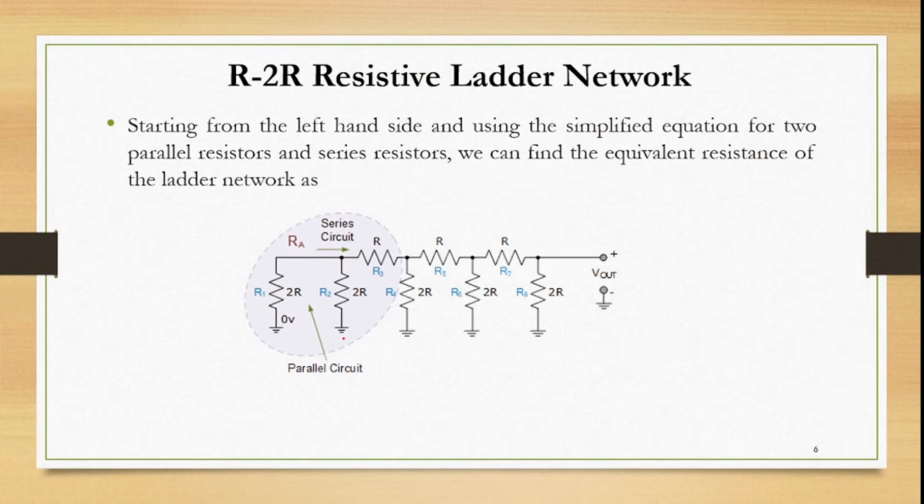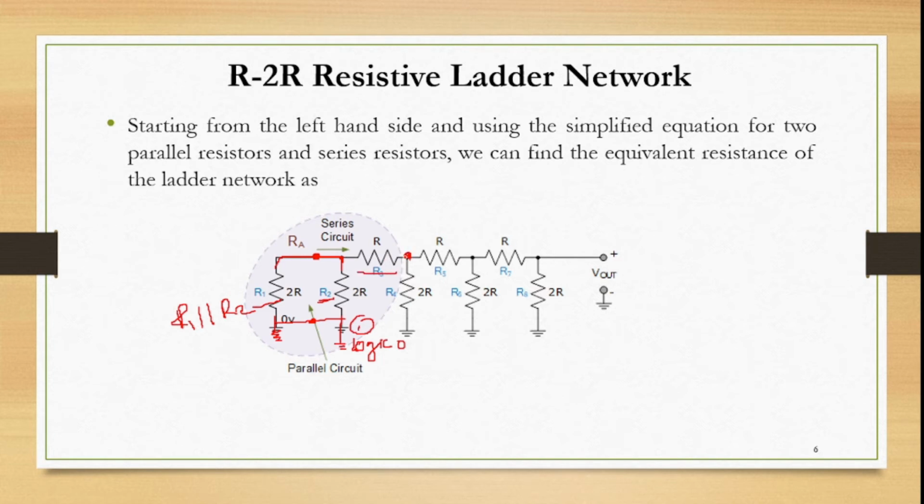We'll take a step-by-step procedure to explain how this resistive ladder network works. Suppose the first input is connected to ground, meaning logic 0. Look at this circuit. We have R1 and R2 connected at this junction, and they are simultaneously connected to ground. So R1 and R2 are parallel to each other, and then we have a series resistance called R3.